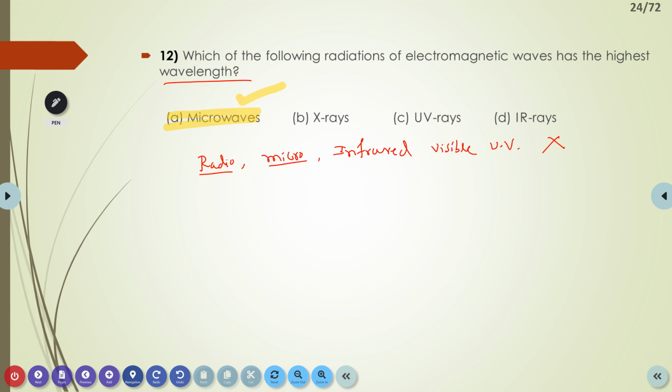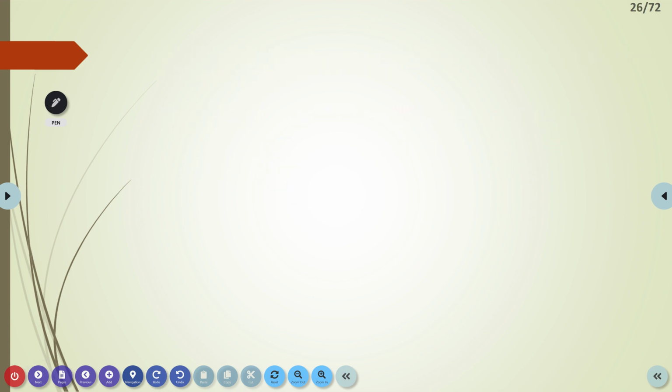If they ask the question which radiation has the shortest wavelength, it means X-rays, it comes here. Of course, the question is the highest wavelength. So microwaves have the highest wavelength. Lambda more. It is lambda maximum.